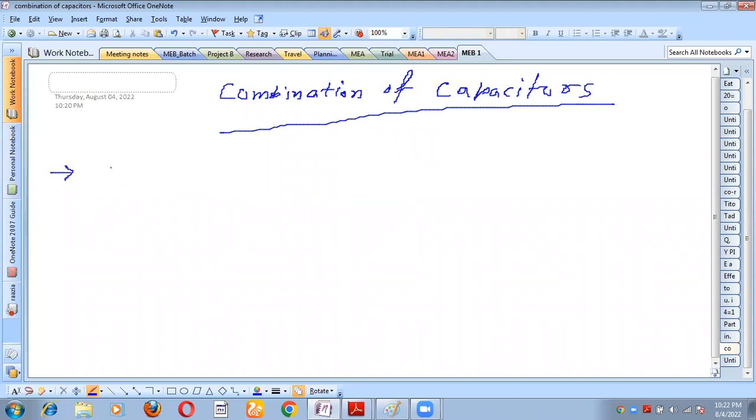So moving to the combination, basically we have two types of combination, or I would say three types. The very basic is parallel combination.